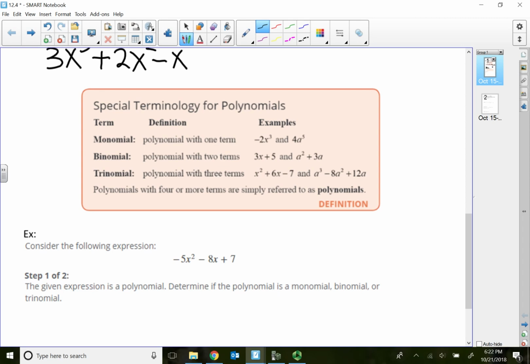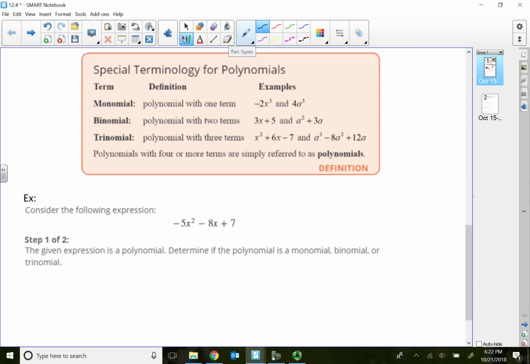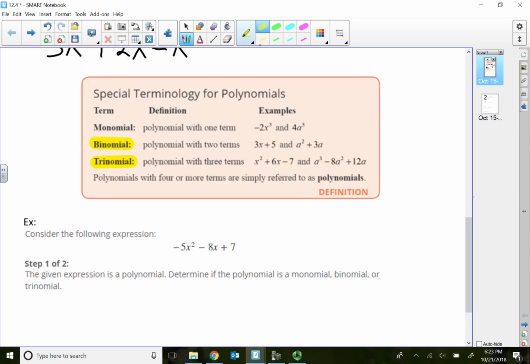Now the textbook says a binomial is simply a polynomial with 2 terms, and a trinomial is a polynomial with 3 terms, which is also true. They're all true based on these definitions. But I would like to tell you this: when we use the words binomial and trinomial, the wording is really for a very specific type of problem. So, for example, let me write it here on the side.